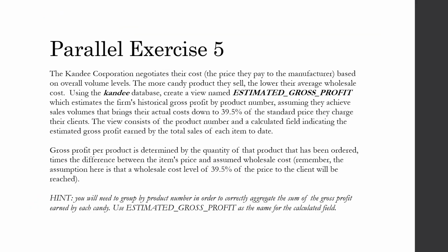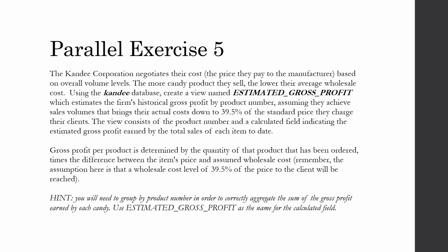Parallel exercise 5. The Candy Corporation negotiates their cost, the price they pay to the manufacturer, based on overall volume levels. The more candy product they sell, the lower their average wholesale cost. Using the Candy database, create a view named Estimated Gross Profit, which estimates the firm's historical gross profit by product number, assuming they achieve sales volumes that brings their actual costs down to 39.5% of the standard price they charge their clients. The view consists of the product number and a calculated field indicating the estimated gross profit earned by the total sales of each item to date.